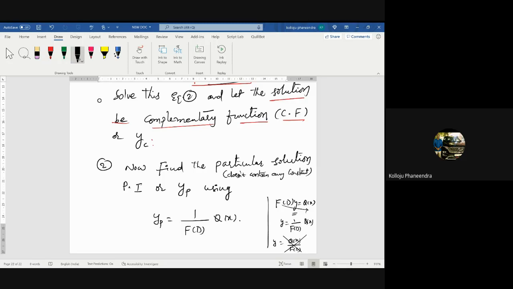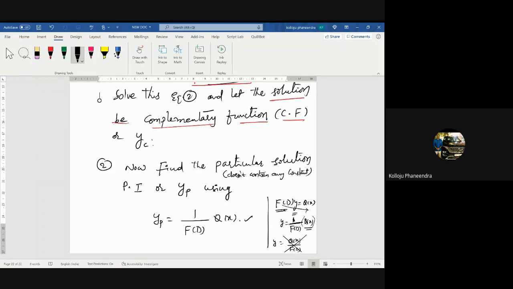Why? Because f of D means a differential operator, a function of the differential operator. Some derivatives are involved in f of D. That means 1 by f of D is operated on q of x. I have to operate this 1 by f of D on q of x. That is the logic behind writing it like this: yp equal to 1 by f of D into q of x.